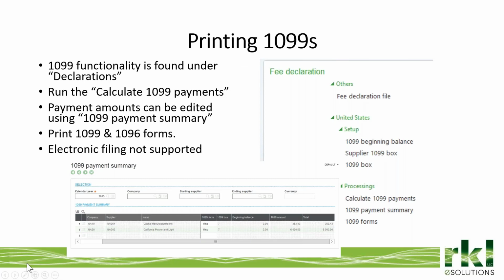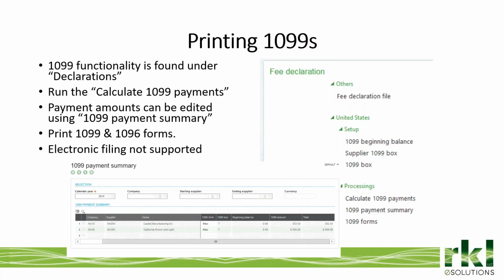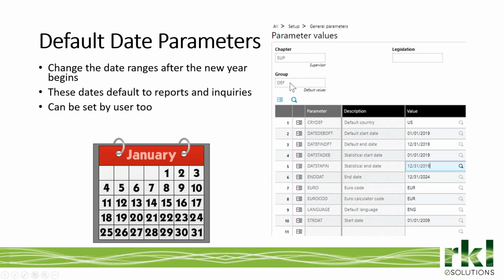Okay. One last thing we want to talk about here is, come year end, there are some places within X3 with default date parameters. These are the default dates that populate within EM when you run a report or view an inquiry. They're in the SUP supervisor chapter, and then the DEF group in here. This is where you can put in your various start dates and end dates to populate them to 2019.